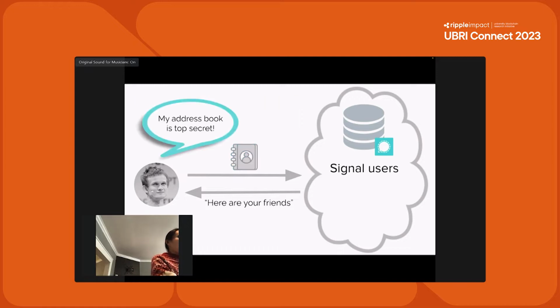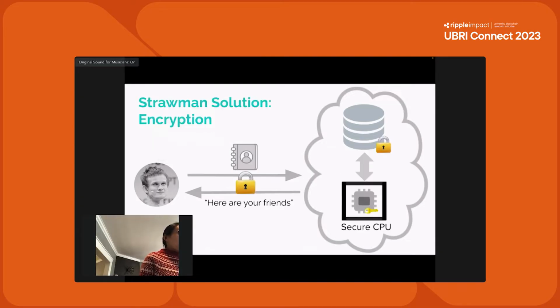friends. But the problem is the user, in this case, it's Vitalik. He may be privacy aware, he doesn't want to disclose his address book. Okay, so how can we enable contact discovery, but without having to leak the address book to the server?